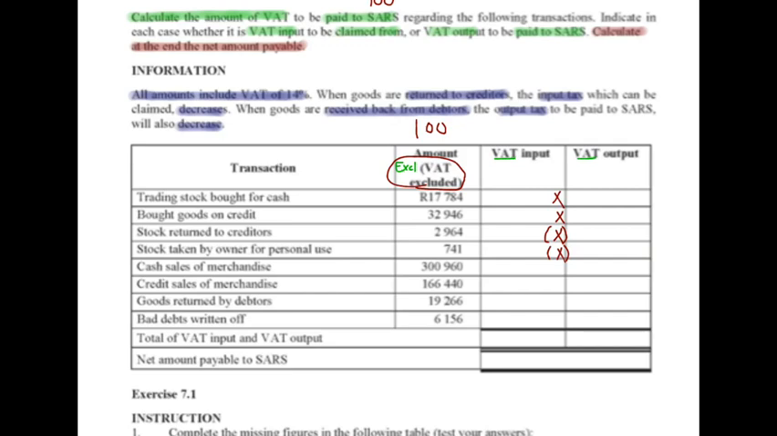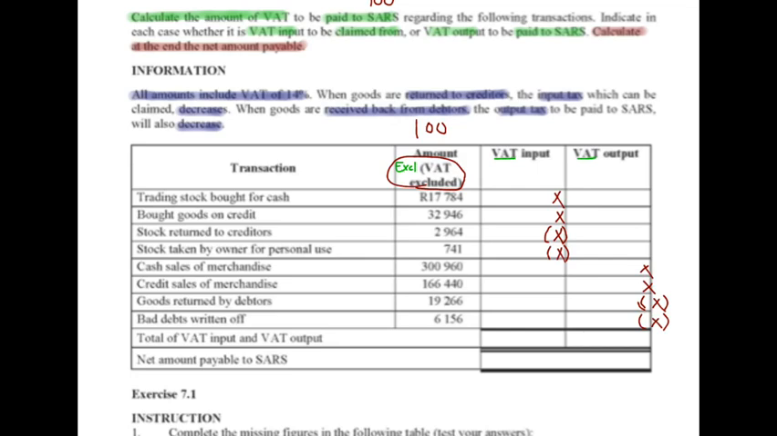Then credit sales of merchandise. Now it's goods sold, so the products are leaving, going out of the shop. So therefore, connected to that is output VAT. Credit sales of merchandise, same thing, products going out, so therefore, output VAT. Goods returned, so originally I recorded it as an output VAT, now it's returned. So therefore, the output that I've created needs to be decreased. Same for bad debt written off. So originally those bad debts were sales that were created as an output VAT. Now that I'm not getting the money from my debtors anymore, I'm also going to decrease my output VAT.